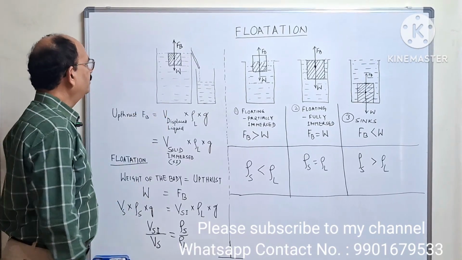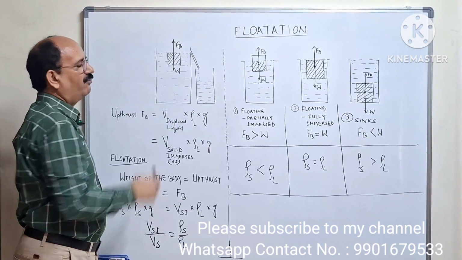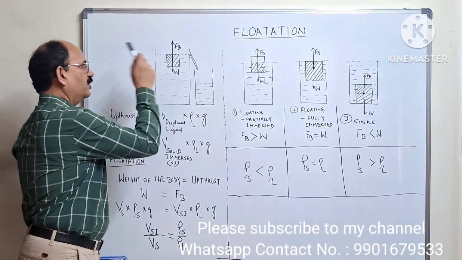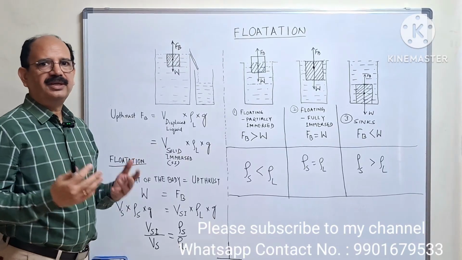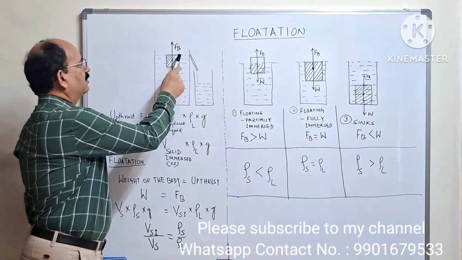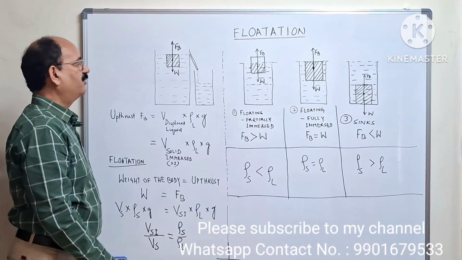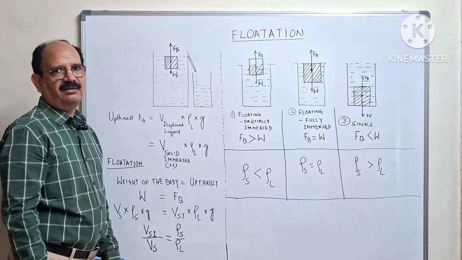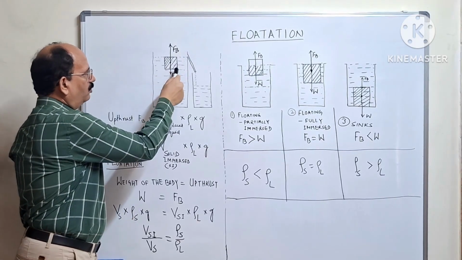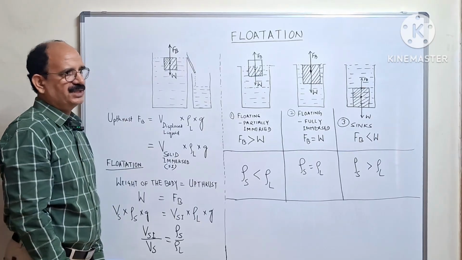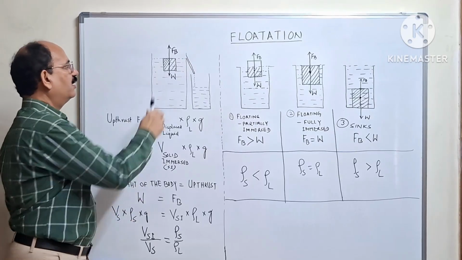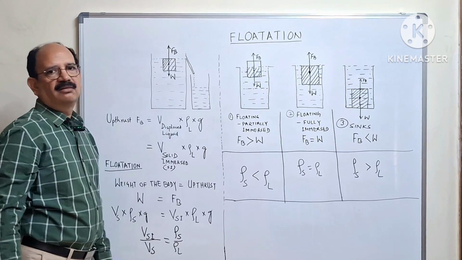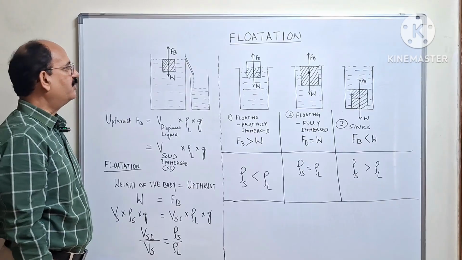Let's take this scenario. There is a container full of water, okay? And in that container you put a solid object. Natural thinking is that some water will come out from this container. How much water will come out from this container? The volume of this solid object, that much of the water will come out from this container. Then only this object can be in this liquid or water.